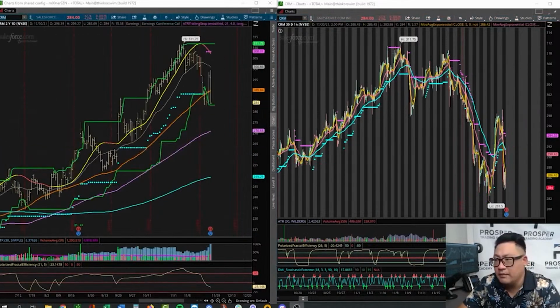Now, if you look at CRM on the daily chart, as it started to rise up, it started holding the 20 simple moving average as support. Really, it started from 265 and rode this pony all the way up to 311.